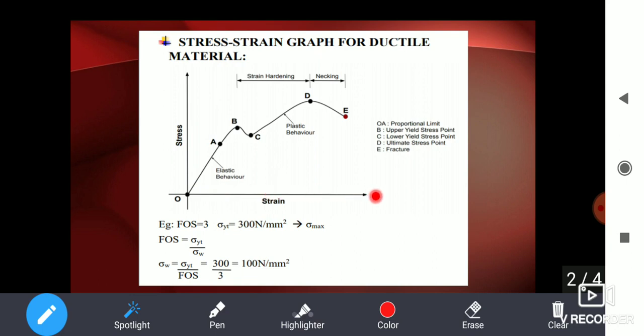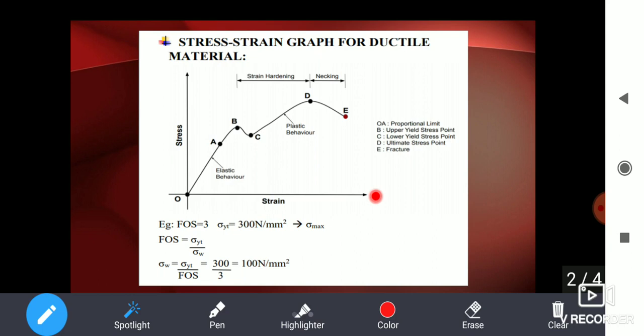So according to Hooke's law, within the elastic limit, the stress is directly proportional to strain. So sigma is directly proportional to small e. In order to remove the proportionality, we are going to introduce a constant called Young's modulus. So sigma will be equal to capital E times small e. Capital E denotes the Young's modulus or modulus of elasticity, which has a unit of Newton per millimeter square, and small e denotes the strain value, which has no unit.